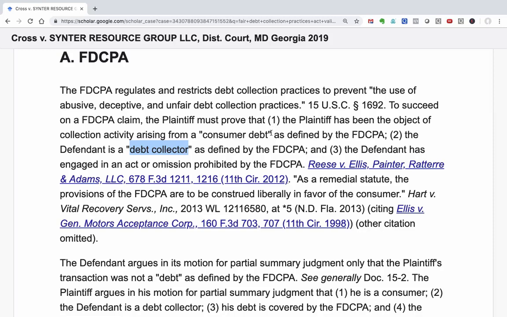And you'll notice both of these talk about "as defined by the FDCPA." That's 1692a, which is a whole list of definitions. And then number 3, the defendant has done something that violates the FDCPA. Because this is a consumer protection statute, it's to be construed liberally in favor of the consumer. In other words, if you could go either way on this, then you should lean toward the consumer.